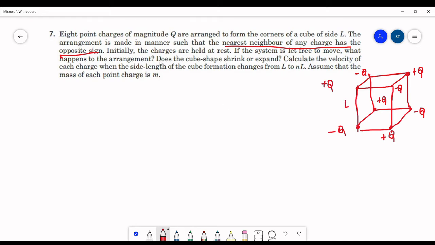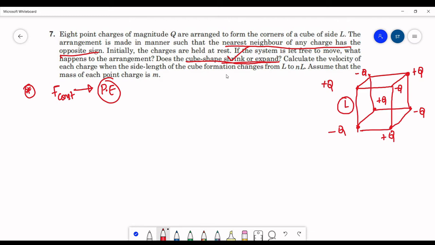First question asked is whether the cube shape will shrink or expand. A very important point which we have to always remember is that the force which is acting to expand or shrink is electrical force. Electrical force is a conservative force. Conservative forces will always act in a direction to decrease the potential energy of the system and increase the stability of the system. So to decrease the potential energy, the charges should come near to each other, which implies this length will decrease, so the shape will shrink.